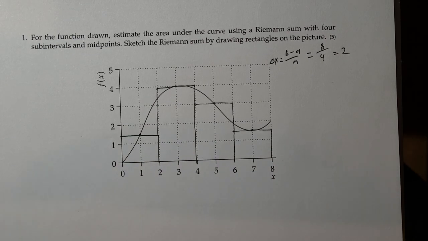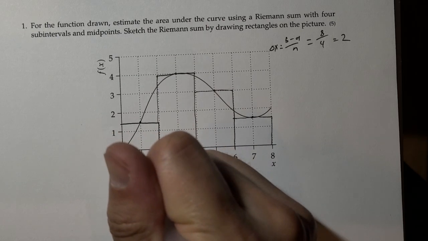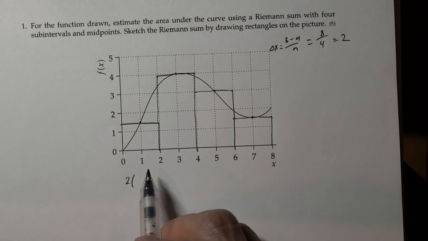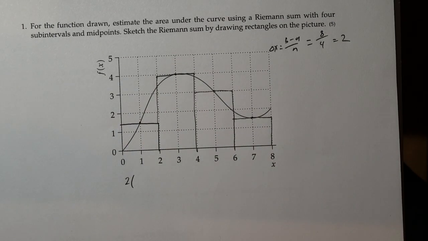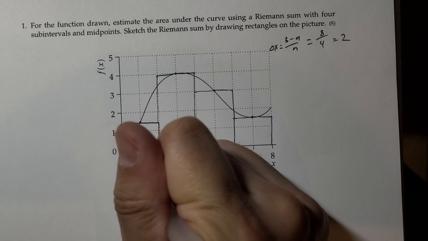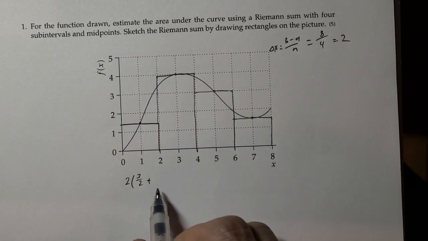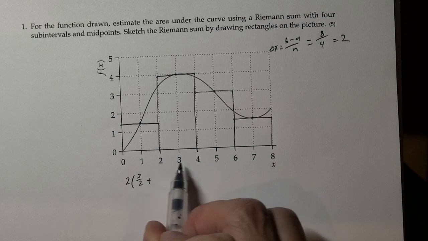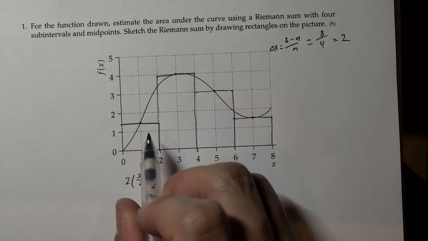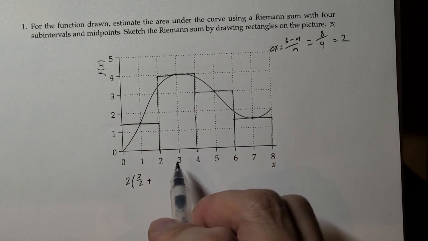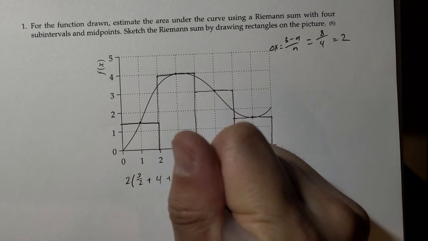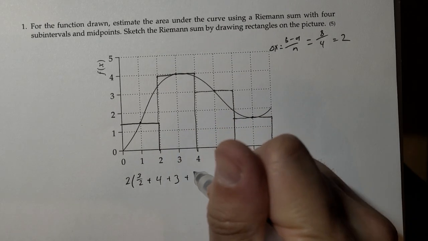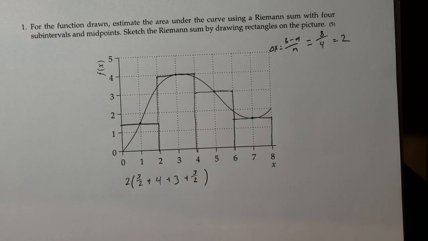So let us estimate. It'll be 2 times f of 1, which is, let's estimate that as 3 over 2, plus 2 times... so I factor out the 2. All the widths of the rectangles are 2, right, 2, 2, 2, 2. So I factor that out. The height of this rectangle is, let's say, 4. The height of this rectangle, let's say, is 3. The height of this rectangle, let's say, is 3 halves. Okay, this is just an approximation.